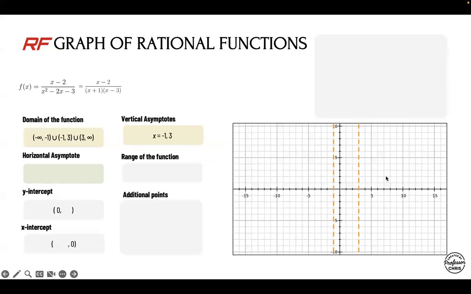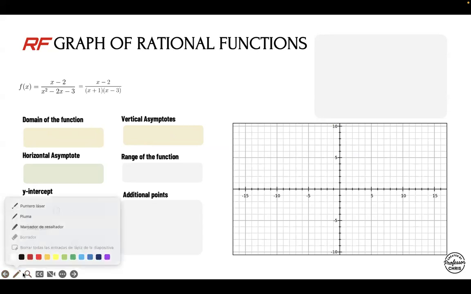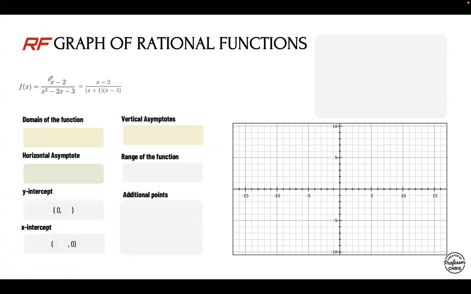Hi, we're going to cover the express version of sketching the graph of a rational function with two vertical asymptotes. We're going to start by factoring your function. If you're given this function right here, the first step is to factor it out. The numerator x minus 2 stays the same, and x squared minus 2x minus 3 can be factored as x plus 1 and x minus 3.